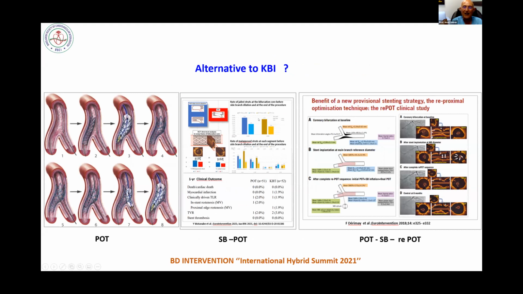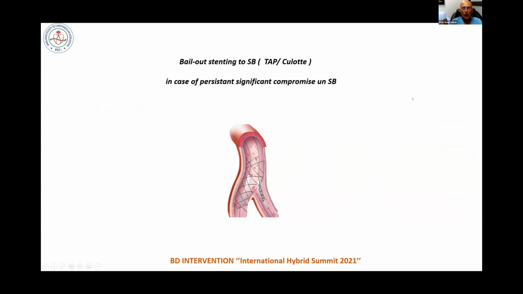We know that in provisional stenting today we have some alternatives, even if we do not have that much clinical support. One is side branch and POT, then POT, side branch and re-POT. All these are alternatives to kissing balloon inflation, but still lacking some clinical support. Then in some situations you might go for stenting, because if you still have a persistent significant compromised side branch, I think we should, in these very few cases, shift to a two-stent technique.